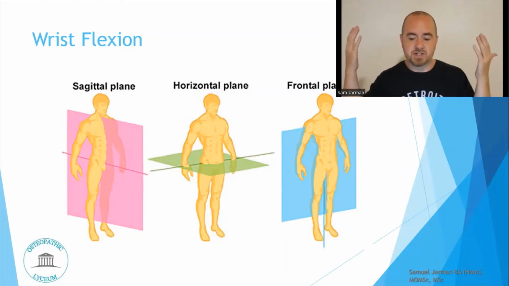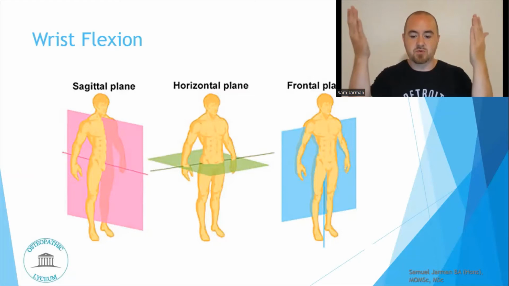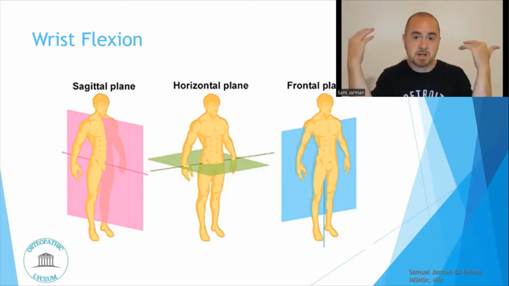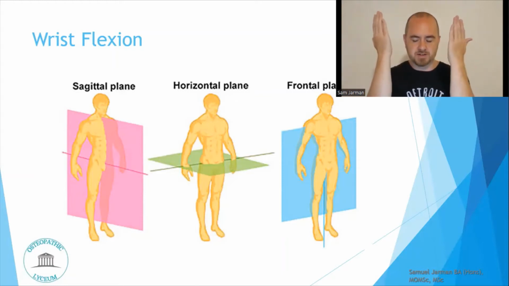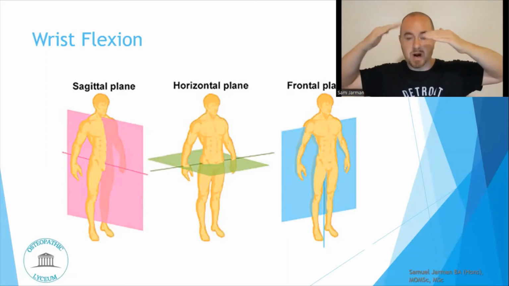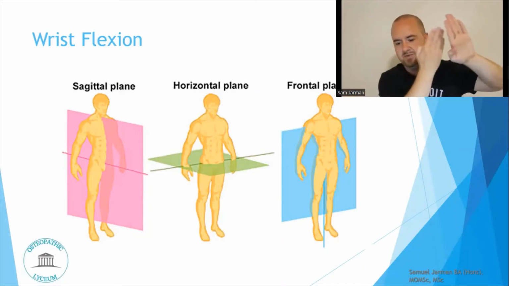Wrist extension is movement of the palm away from the front of the body, or the dorsum of the hand, the back of the hand, towards the back of the body. So it's movement of the fingers, you could say, or the palm towards the back of the body, or towards the back of the arm. So out of plane, or in plane, I could do this. This is wrist extension. I can do it here. This is wrist extension. I can do it in awkward settings.